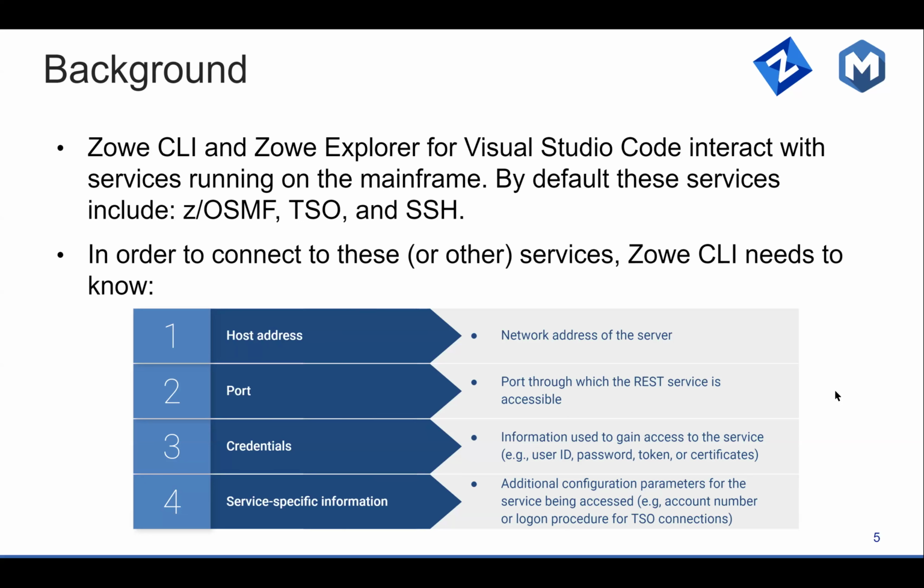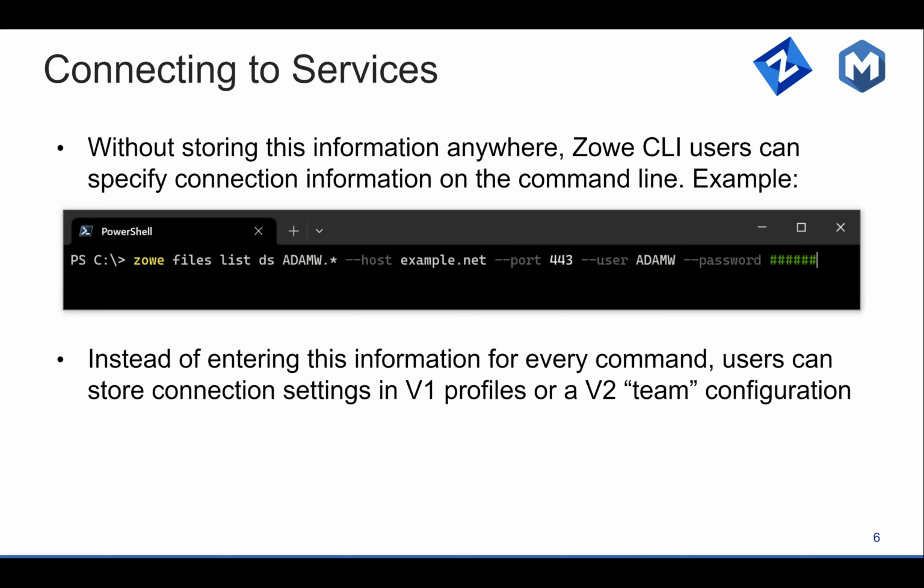So it is possible to pass all of this information as command line options, like in this example where I'm listing datasets on an imaginary mainframe. However, storing this information in a configuration file so that Zowe CLI and Zowe Explorer can load it automatically is much more practical for most users. The one exception there might be if you're running Zowe CLI in some kind of automation, where it might make sense to pass these options because you're not typing them in.